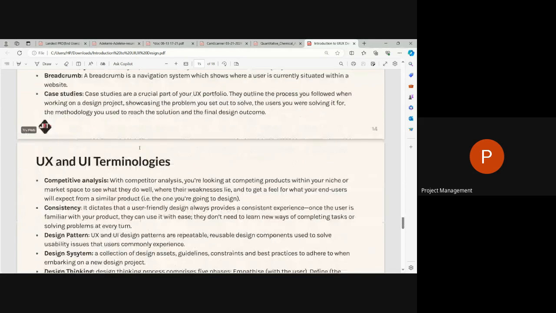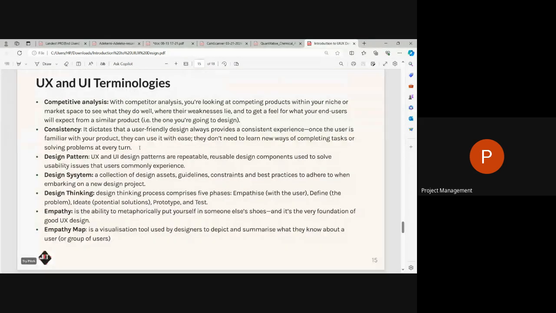Then we have the competitive analysis, that is researching your competitors, companies or products that are similar to yours, and implementing features that will make yours better than theirs. So that is competitive analysis.